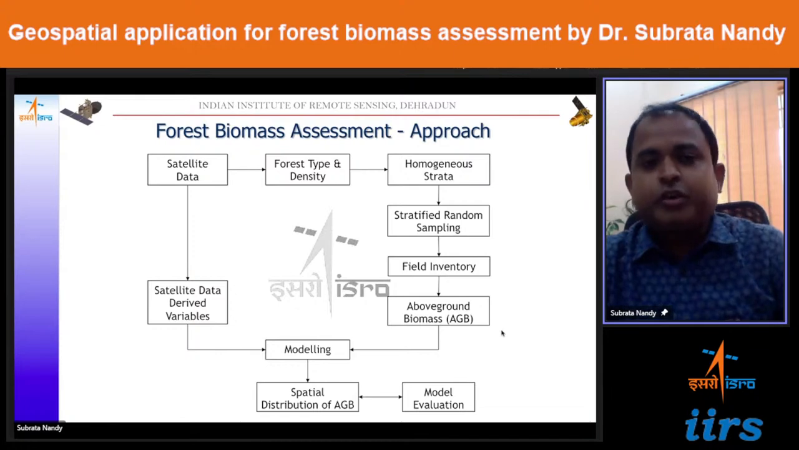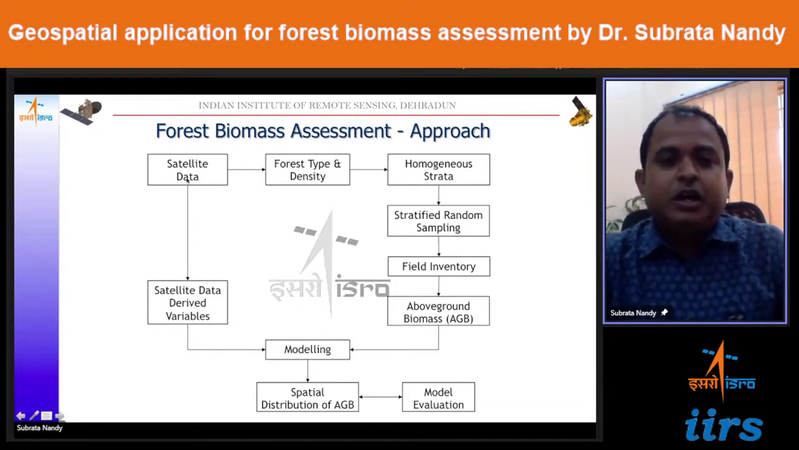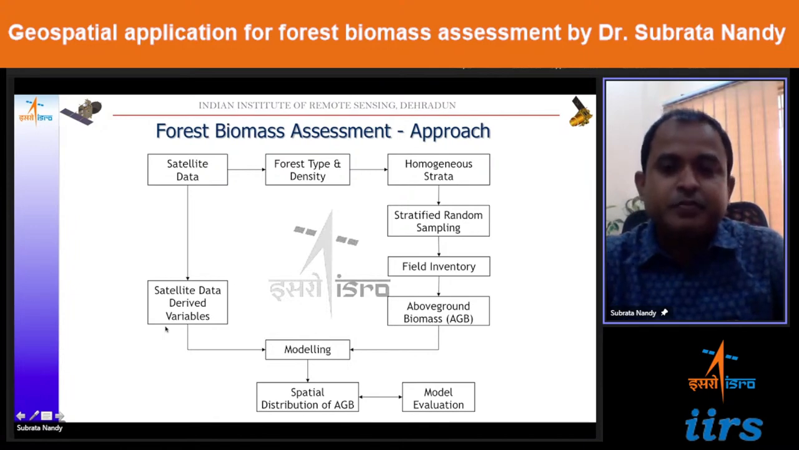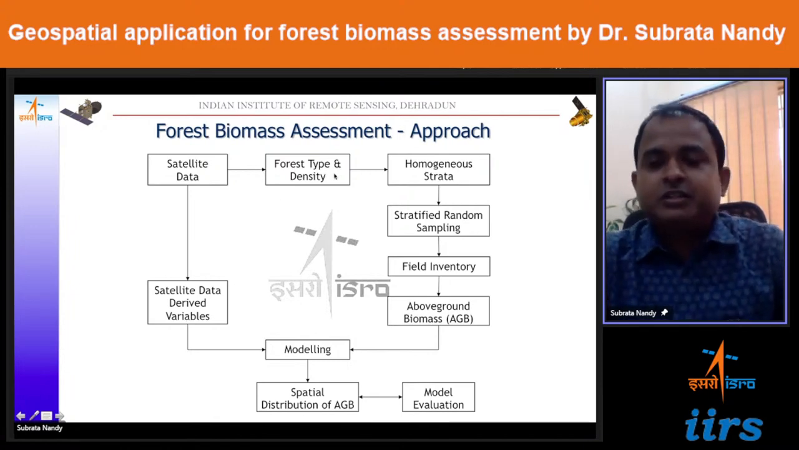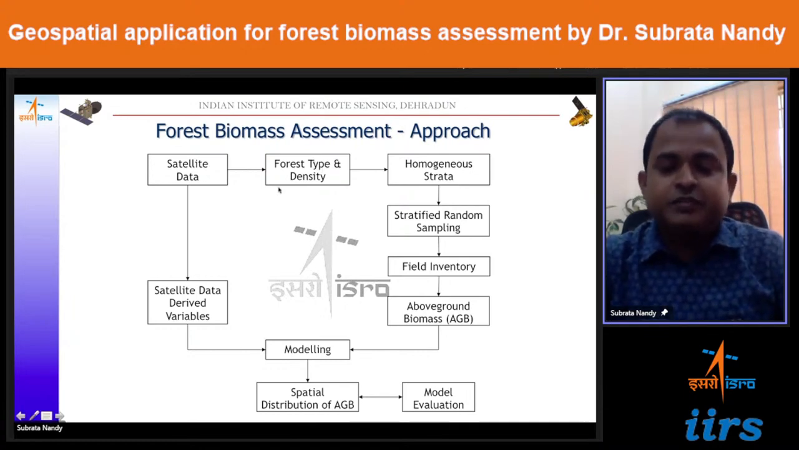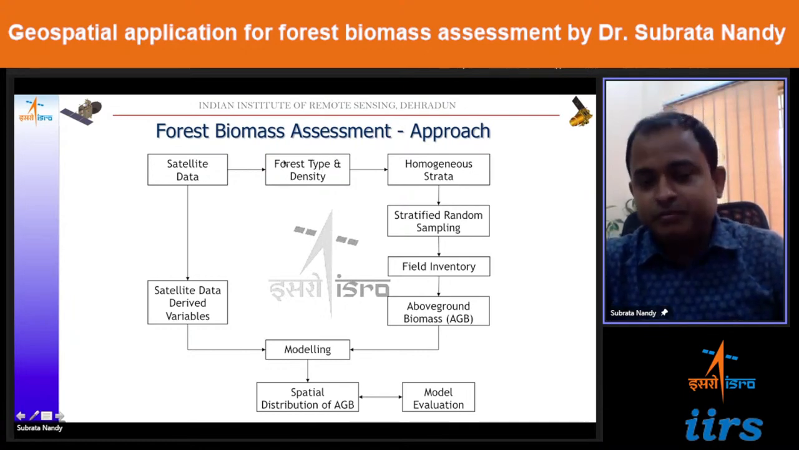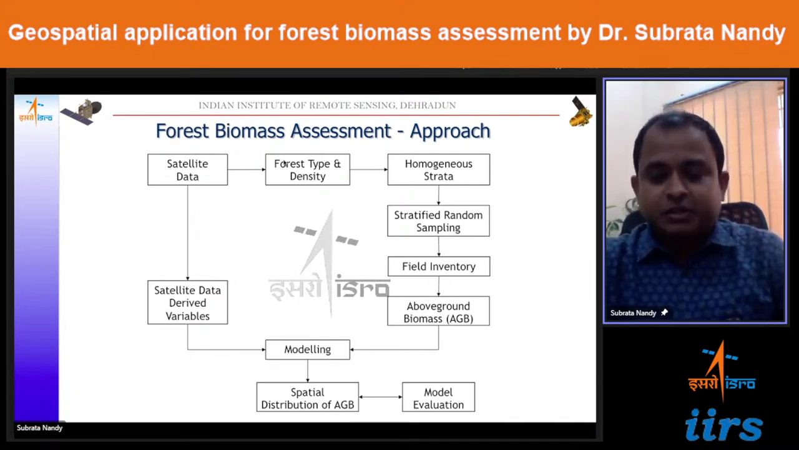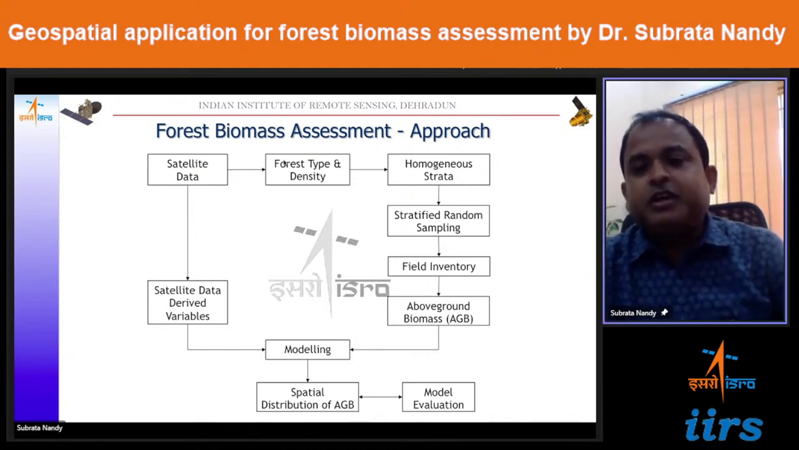If you see the overall methodology, simply, we take satellite data and derive different variables. It could be spectral variables, it could be texture variables. And if the forest is heterogeneous, not a mixed forest kind of, we need to stratify the forest. For stratification, we generally map the forest type and density and make homogeneous strata. In these homogeneous strata, we go for stratified random sampling and do field inventory. From the field inventory, we calculate the above ground biomass.